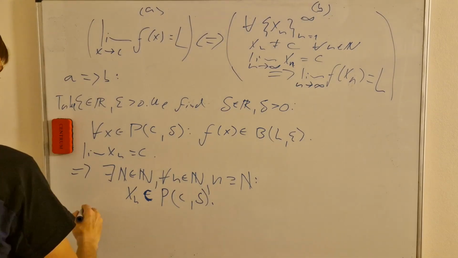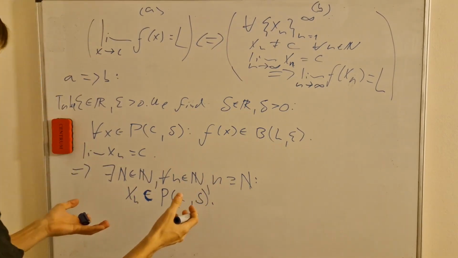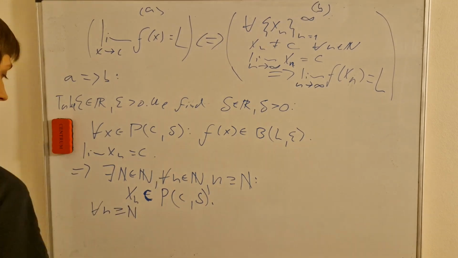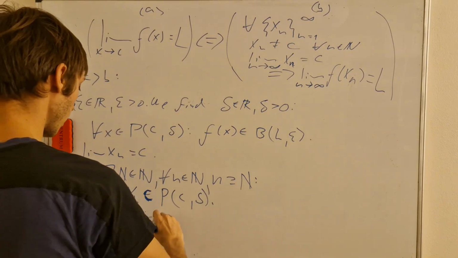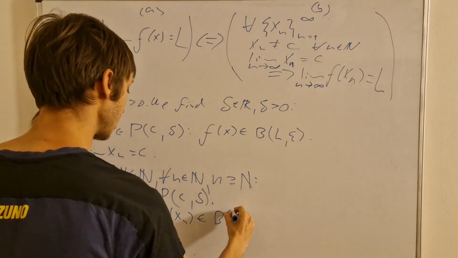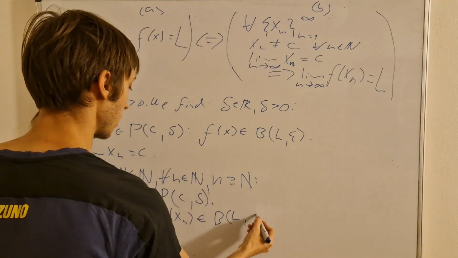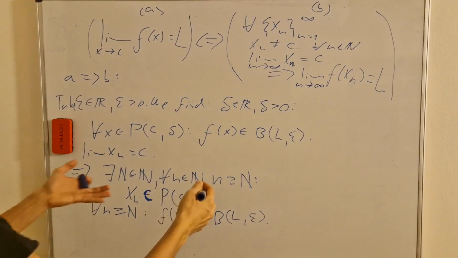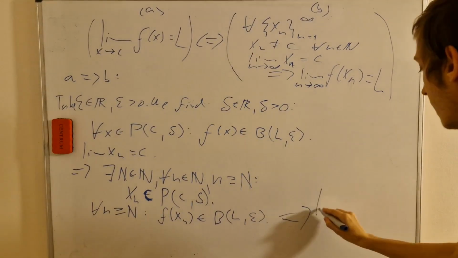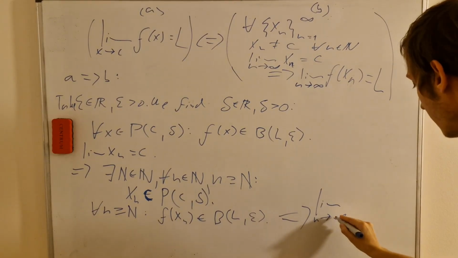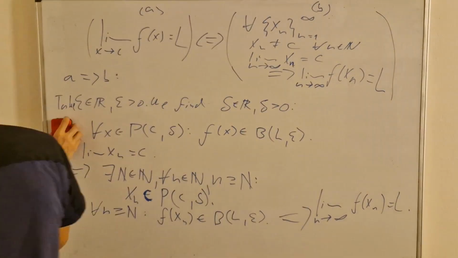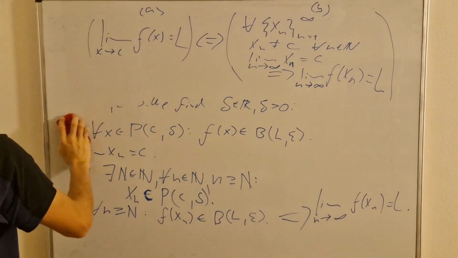But then, by this, we have that for every lowercase n that is the capital N natural number or higher, f of xn should actually be in the y-axis neighborhood, the one around the limit value of the function by epsilon. And so this directly leads to what statement B says: if we put infinity into the sequence and then put it as an argument of the function, we do get that limit value L. So this is the implication from left to right, A to B.